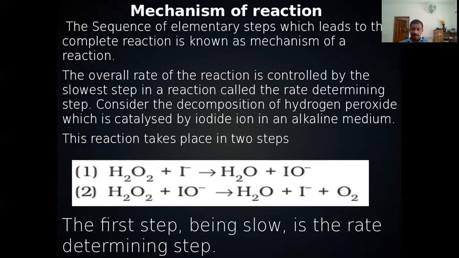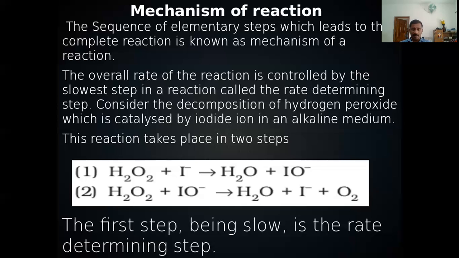And in the second step, there is an unstable IO minus. Therefore, that will be a fast reaction. But in the first step, H2O2 is stable and I minus in aqueous solution is also stable. Therefore, the first step will take place slowly. That will be a slow reaction, and that slow reaction is the rate determining step.